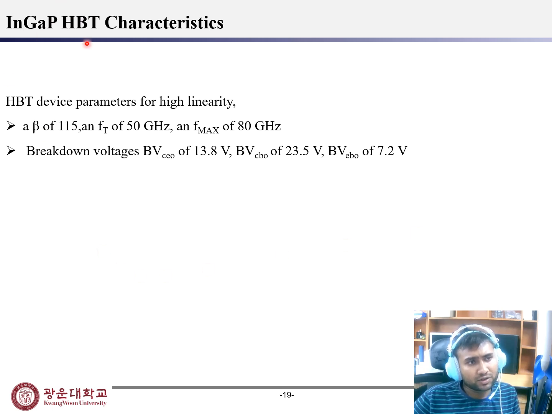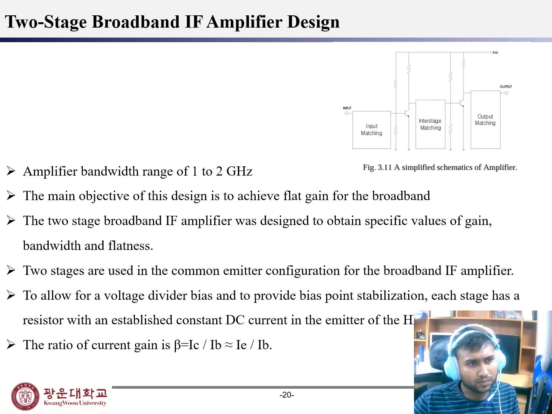Indium gallium phosphide HBT characteristics. The HBT device parameters for high linearity are mainly a beta factor of 115, an FT of 50 GHz and a maximum frequency of 80 GHz. The breakdown voltages are BVCEO of 13.8 volt, BVCBO of 23.5 volt and BVEBO of 7.2 volt.